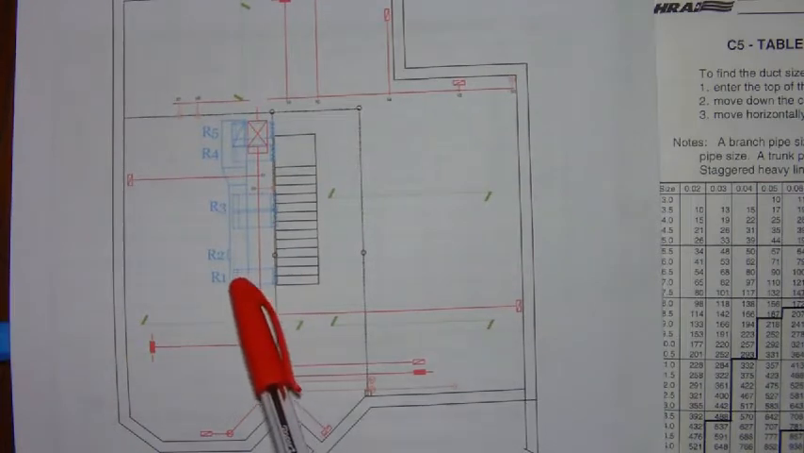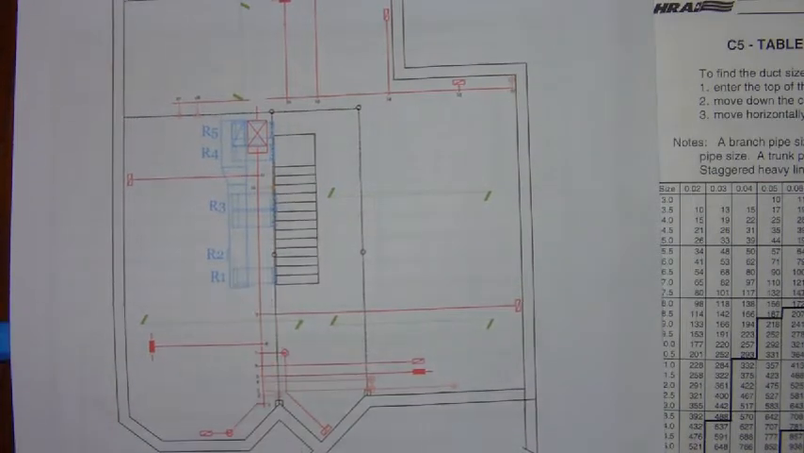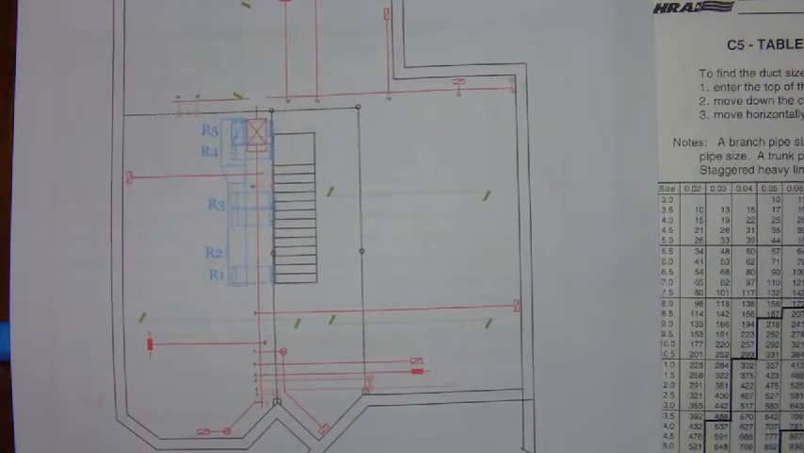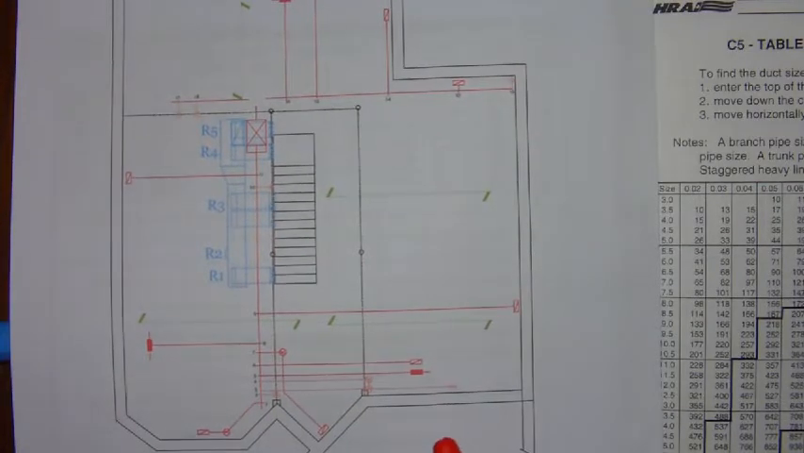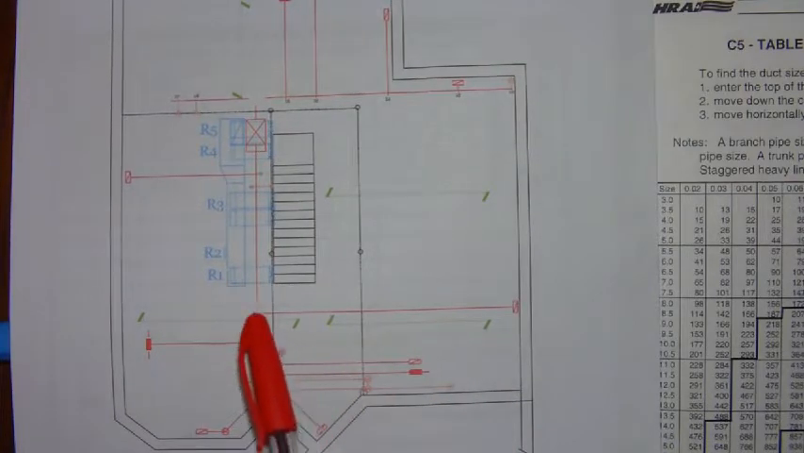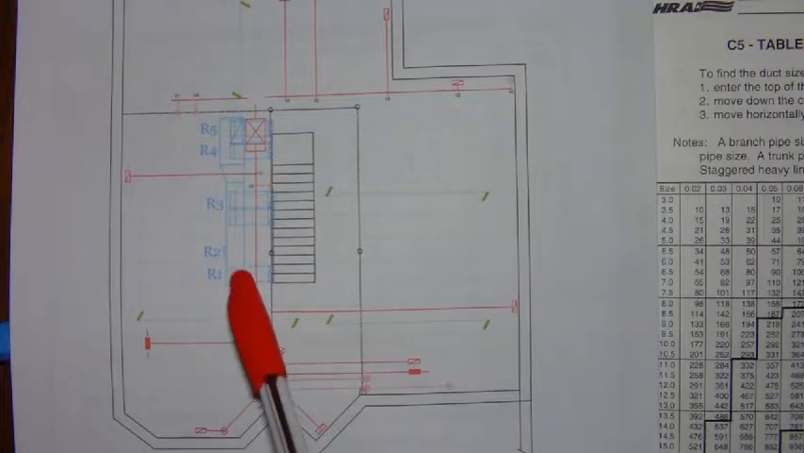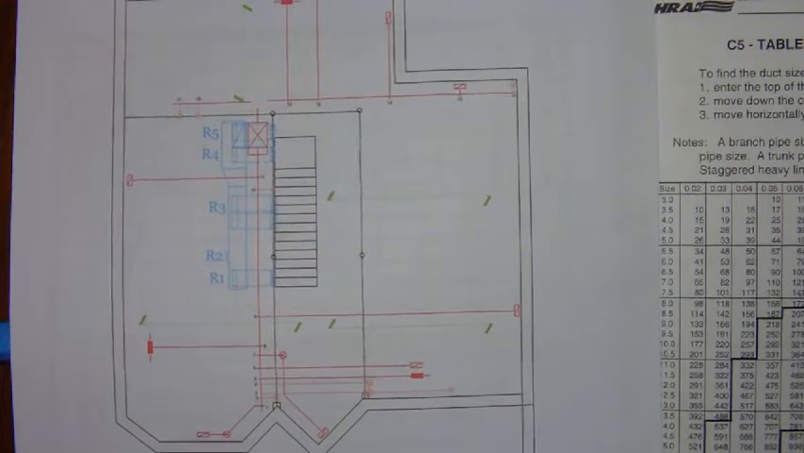So in this particular case, we're looking at a rectangular opening. So we need to establish what the rectangular size is going to be. But first off, we need to look at all the effective lengths here and come up with a total effective length.